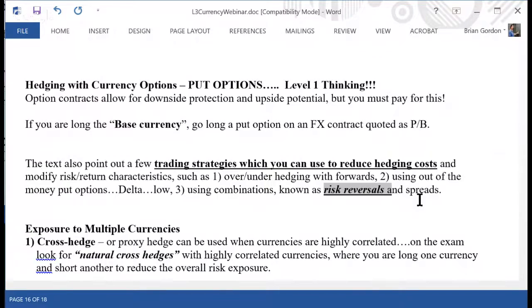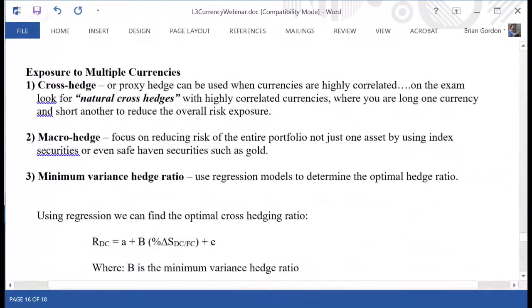Now, the remaining part of this material, they talk about hedging exposures to multiple currencies, and they want us to describe cross hedges, macro hedges, the minimum variance hedge ratio. So first of all, this is kind of misleading. This cross hedging, you might think about using one security versus another. They're pretty highly correlated. Yeah, that's great. Nice to know, level one.